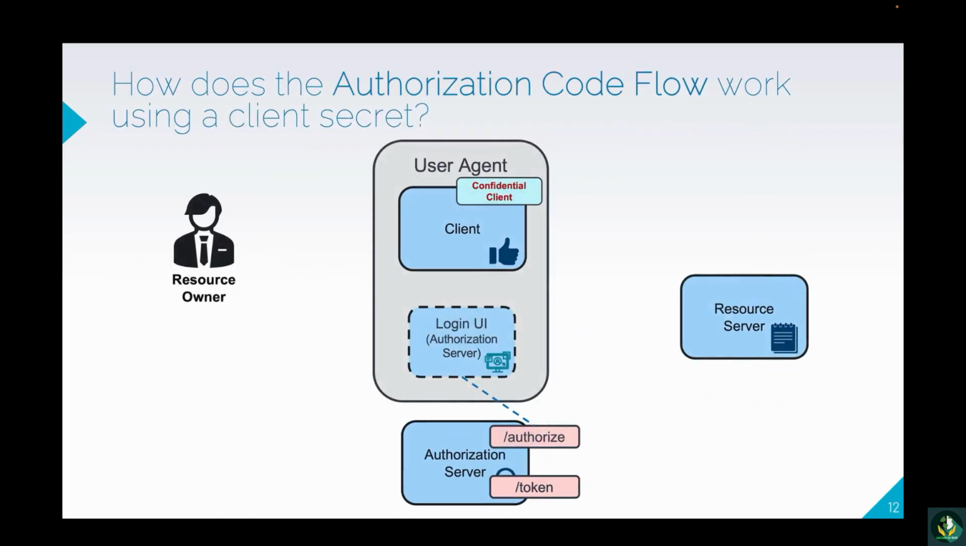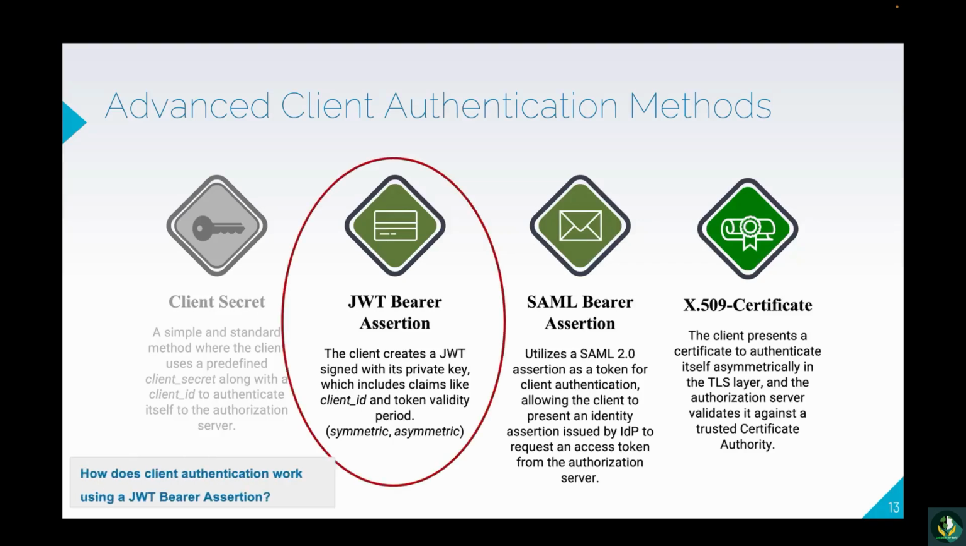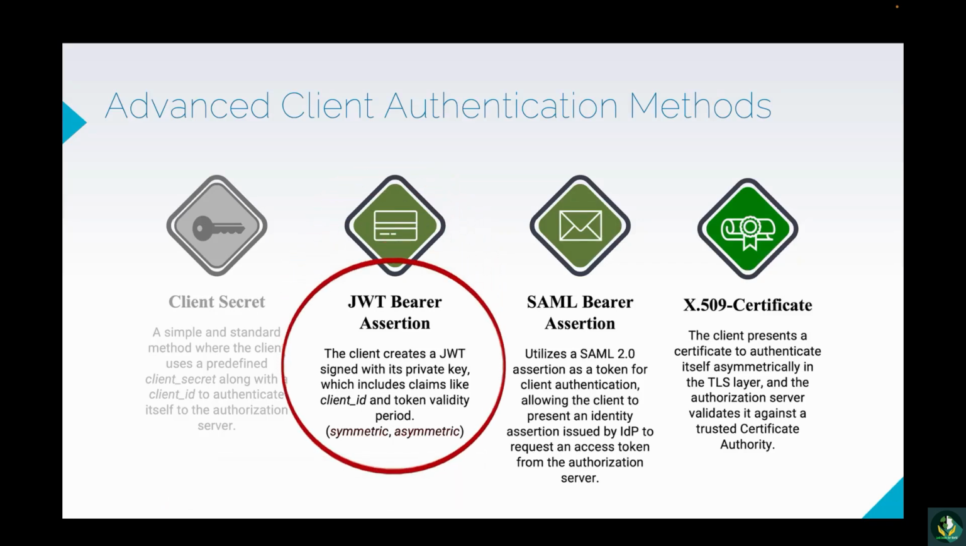In the authorization code flow, the process is similar. The client secret is included in the request body for client authentication, as we previously discussed. Now, let's explore how the client credentials flow functions when using the JWT bearer assertion client authentication method.